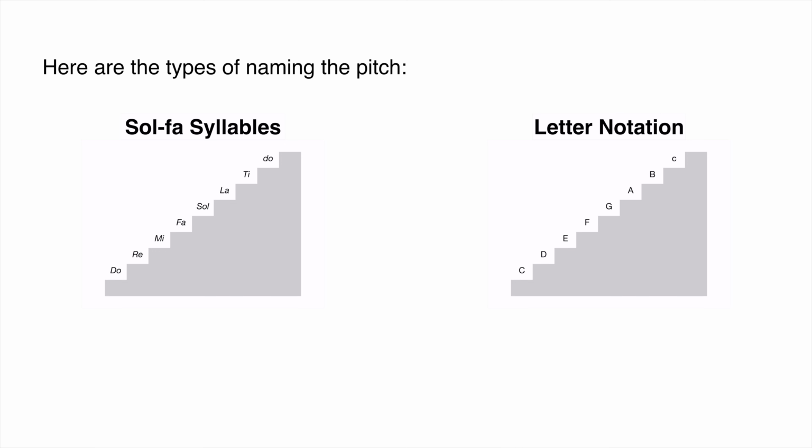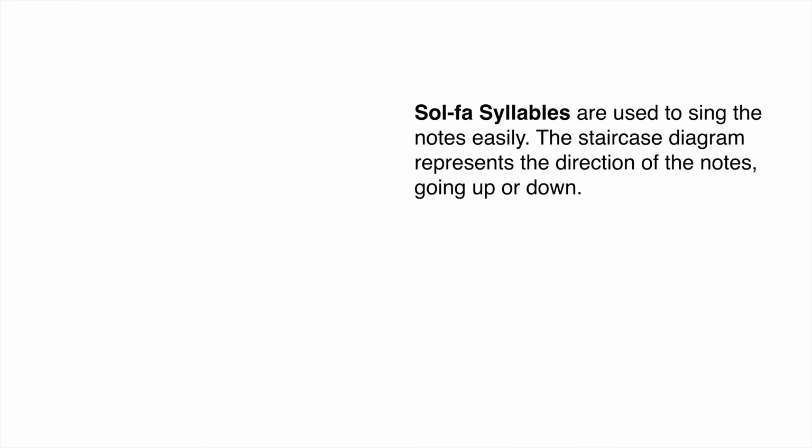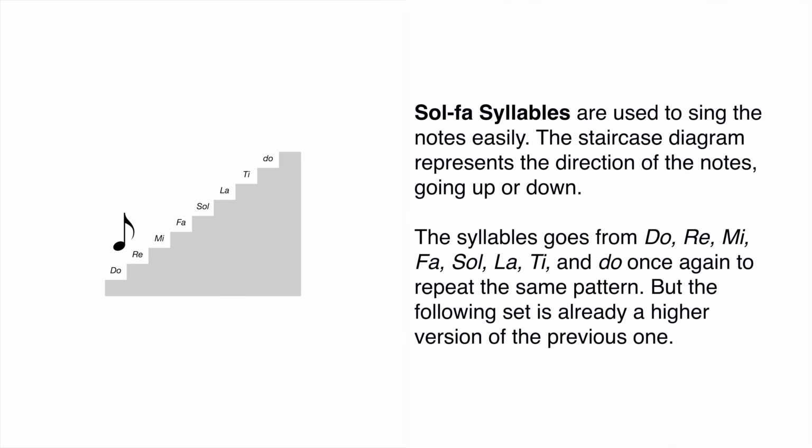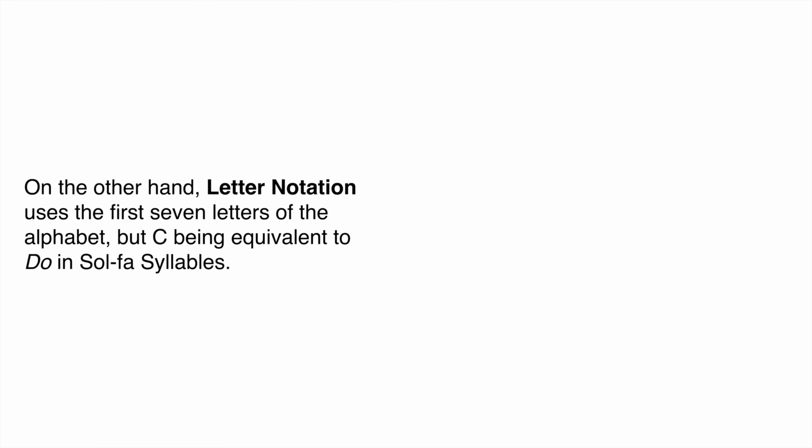Here are the 2 types of naming the pitch: solfa syllables and letter notation. Solfa syllables are used to sing the notes easily. The staircase diagram represents the direction of the notes going up or down. The syllables go from do, re, mi, fa, sol, la, ti, and do once again to repeat the same pattern. But the following set is already a higher version of the previous one. On the other hand, letter notation uses the first 7 letters of the alphabet, but C being equivalent to do in solfa syllables.